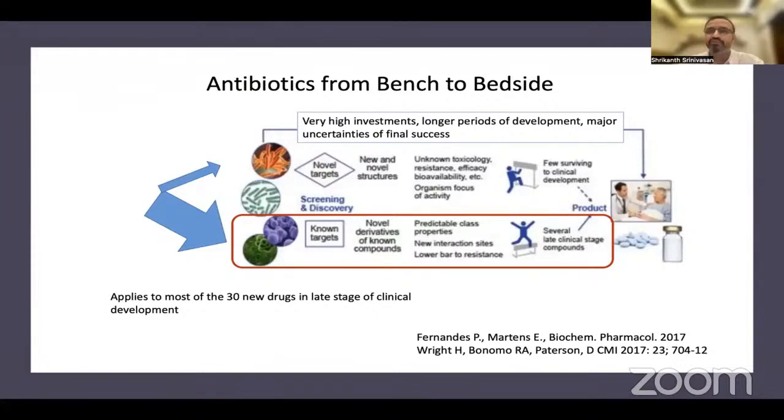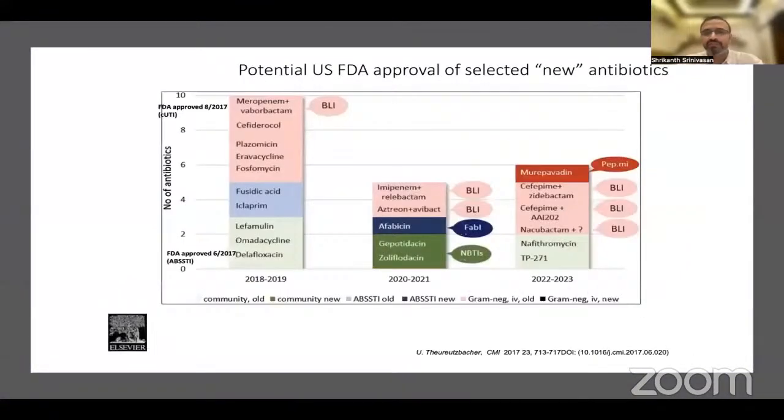And this is the major focus for R&D which is going on, and it applies to all the 30 new drugs which are in the late stage of clinical development. So these are the drugs which have been developed since the year 2018 and are in the pipeline to 2023. We'll talk about a bit of them.